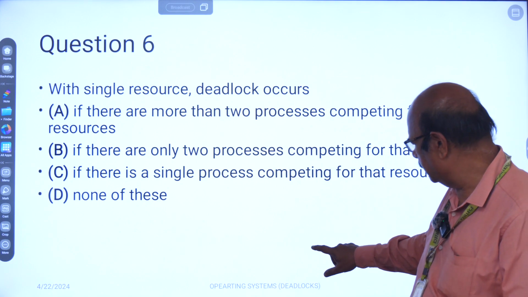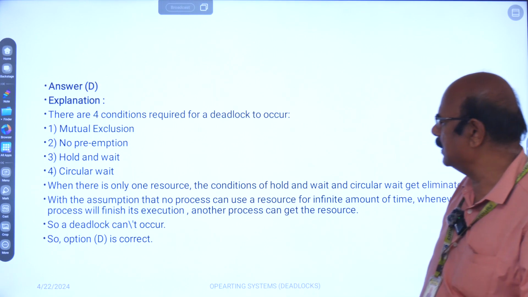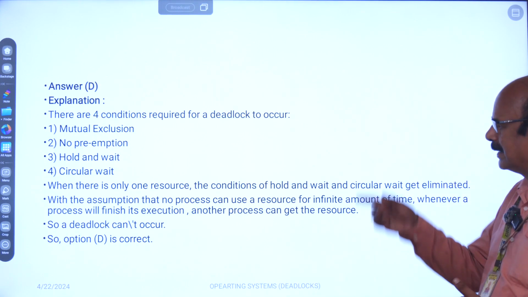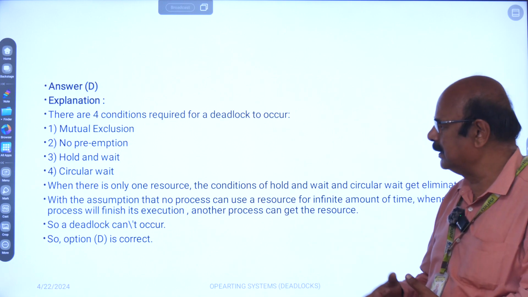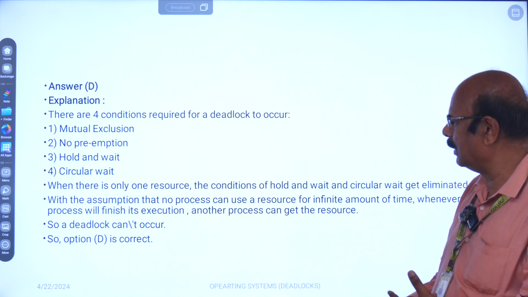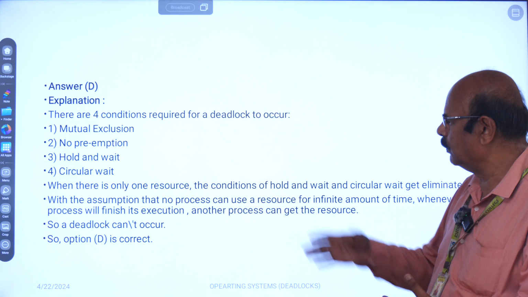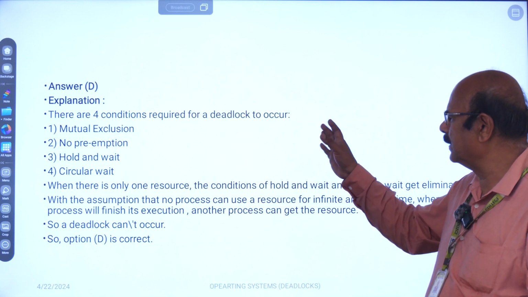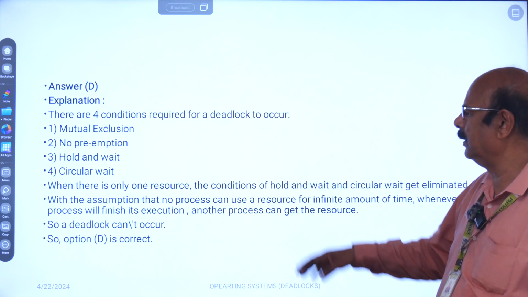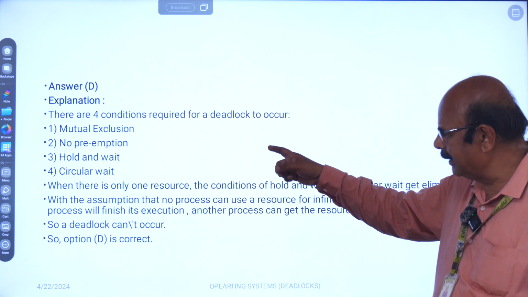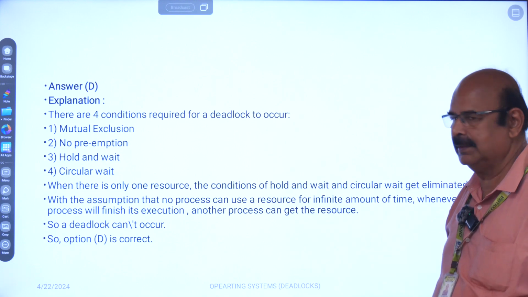So here let us see about that. What will be the explanation here? The answer is D, option D. There are four conditions required. We already know the four conditions required for a deadlock to occur: mutual exclusion, no preemption, hold and wait, and circular wait.